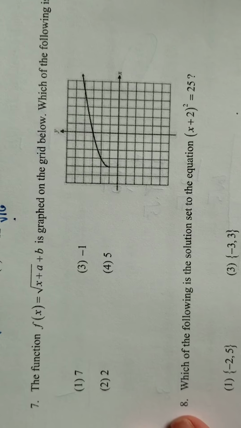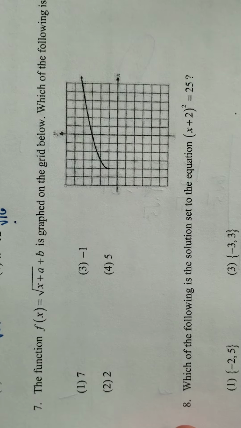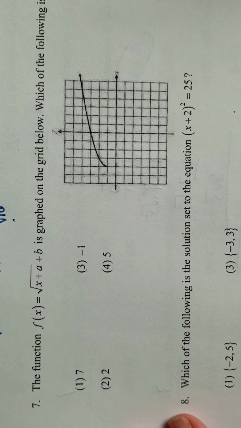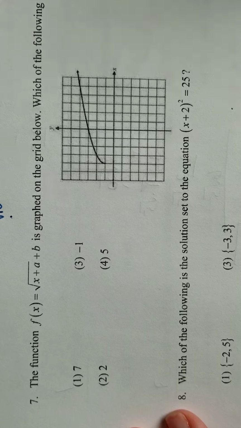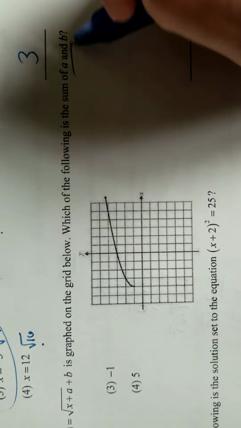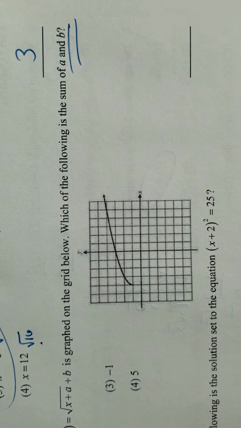Number 7. The function f of x equals the square root of x plus a, plus b, is graphed on the grid. Which of the following is the sum of a and b? So you have to look closely. You've got to find a and b, and then you have to add them together.